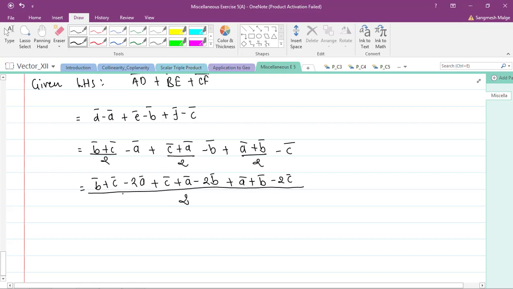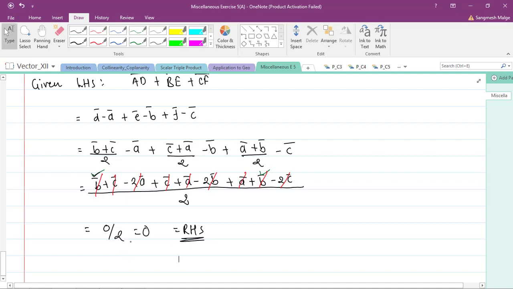Okay, now let's check what can be cancelled out. So let's count: it is B, 1, 2, and this is minus 2. So this can be cancelled out. B plus B, 2B, with minus 2B cancels. 1C, this becomes 2C, this can be cancelled out with minus 2C. So we have A plus A, 2A, with minus 2A cancelled out. So what we have is 0 by 2, which is nothing but 0. Okay, so this is nothing but our RHS. I hope you are getting this.